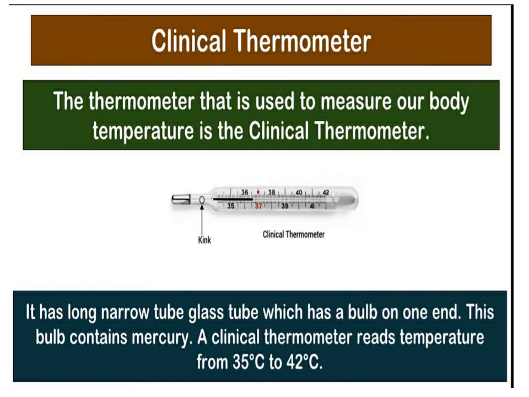It has a narrow glass tube which has a bulb on one end. As you can see in the figure, at one end there is a metallic bulb. This bulb contains mercury. Mercury is a metal which is liquid at room temperature. A clinical thermometer reads temperature from 35 degrees Celsius to 42 degrees Celsius. Okay, this is a clinical thermometer and this is the reading of clinical thermometer.